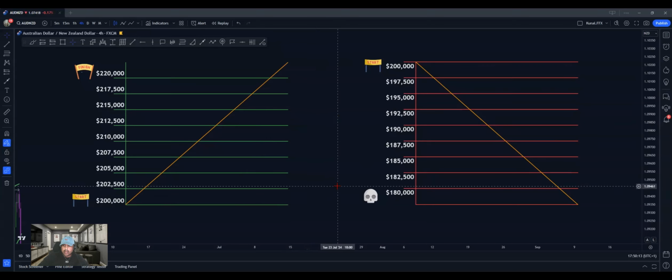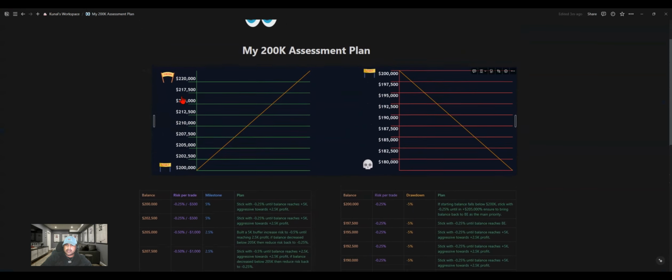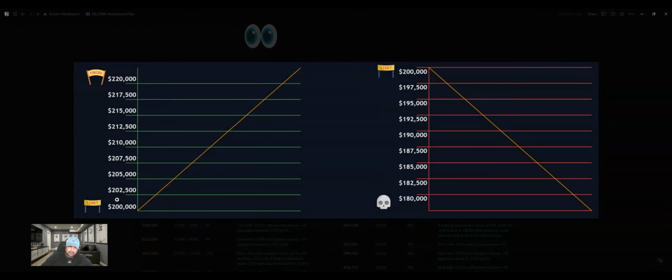I've set up a little document where I've broken it down, so we're just going to skip into that. Amazing. I've titled this one my 200k assessment plan. Essentially it starts at £200,000, as you just saw, and we're going to be making our way on the way up. But before we talk about moving forward, let's talk about going back down.